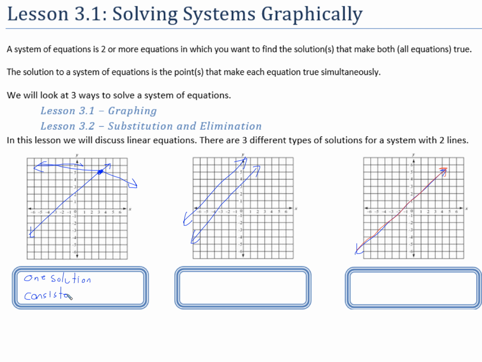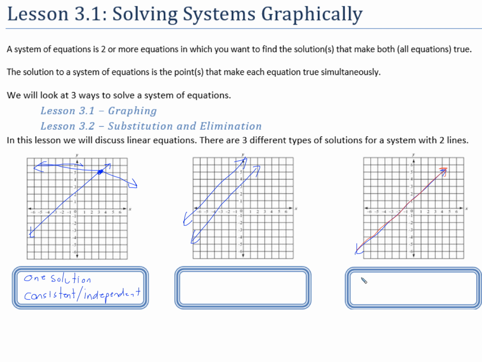So it's consistent because it has a solution, and then it is called independent. It's consistent because it at least has one solution, and independent because it has a countable number of solutions.